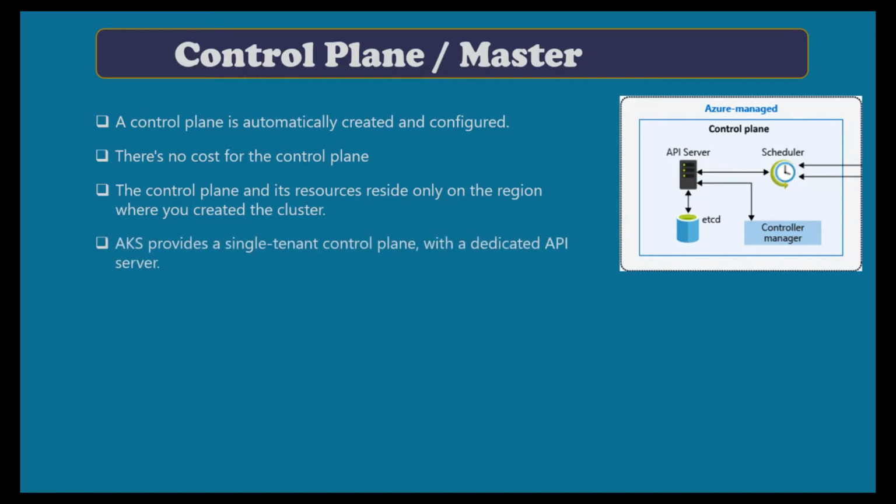AKS provides a single tenant control plane with dedicated API servers. So Azure Kubernetes Service provides a single tenant control plane with dedicated API servers, so that API server will not be a shared resource. So let's see the core components of the API servers.